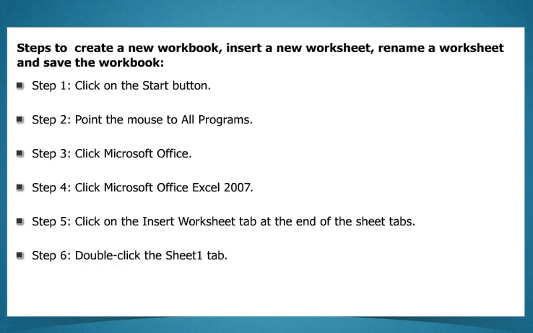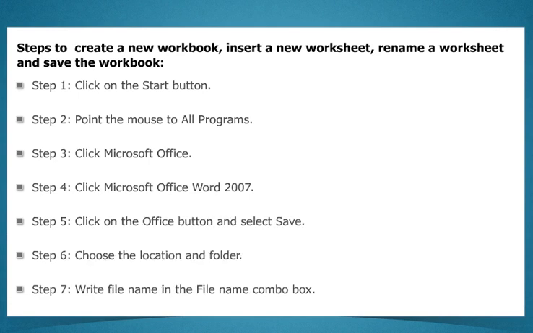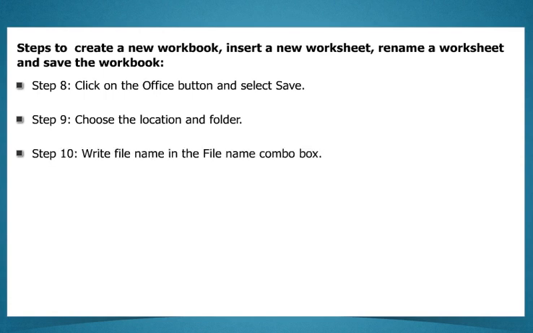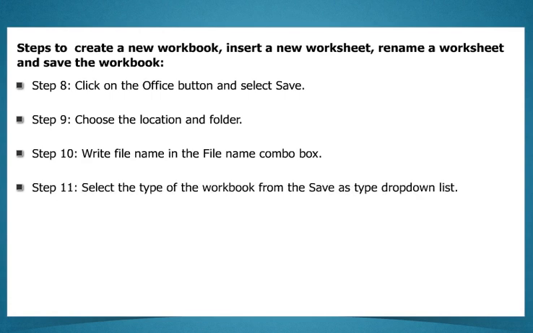Step 6. Double-click the Sheet 1 tab. Step 7. Type the desired name for Sheet 1. Step 8. Click on the Office button and select Save. Step 9. Choose the location and folder. Step 10. Write file name in the File Name combo box. Step 11. Select the type of the workbook from the Save As Type drop-down list. Step 12. Click Save.